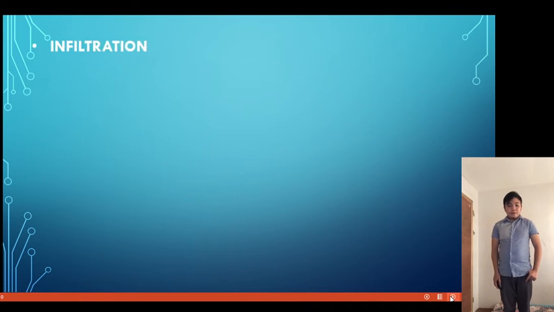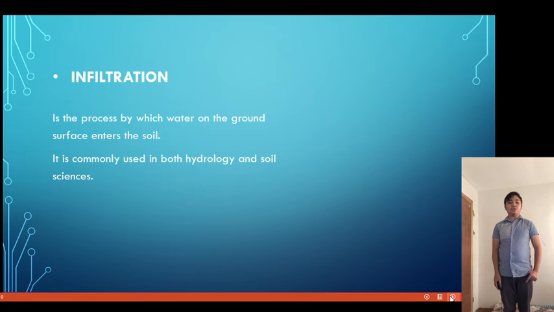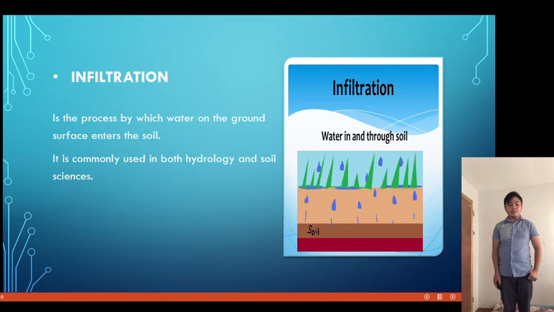Next is infiltration. What is infiltration? It's the process by which water on the ground surface enters the soil. It is commonly used in both hydrology and soil sciences. The infiltration capacity is defined as the maximum rate of infiltration. Infiltration is a physical process. It involves movement of water through the boundary area where the atmosphere interfaces with the soil. The surface phenomenon is covered by the soil surface.